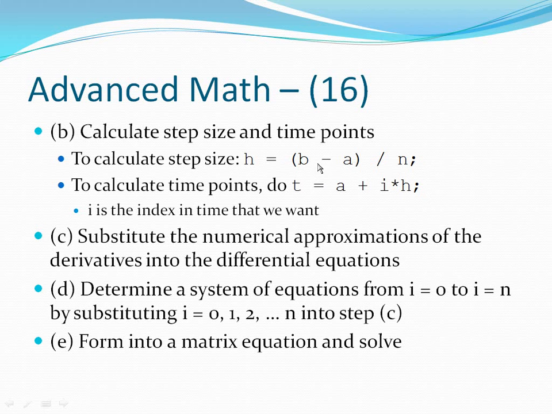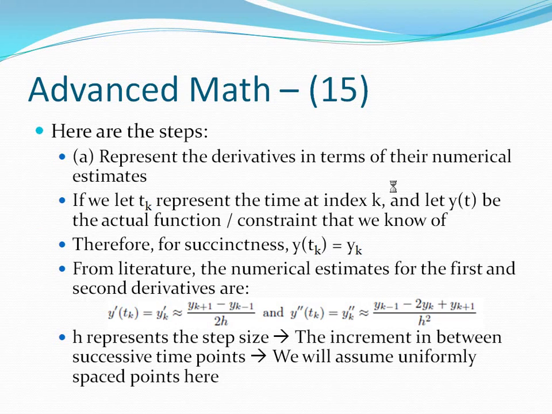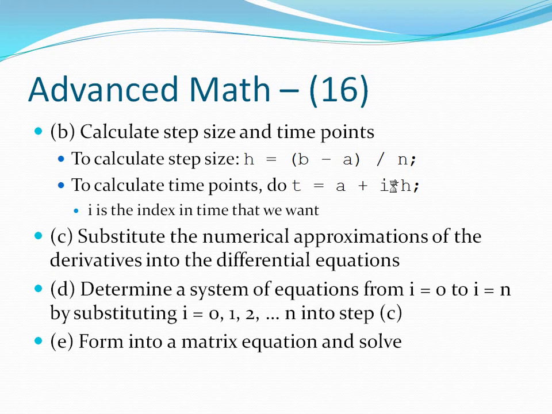So what you do next: you calculate the step size, you calculate the time points, and you substitute your numerical estimates. Once you figure out how many derivatives you have, you substitute those numerical approximations into your equation. Then you sub in i equal to 0, 1, 2, 3, all the way up to n, and you'll have a system of equations, which you form into a matrix equation and solve. So, for example, let's say I have this differential equation: the second derivative minus the first derivative is equal to some constraint.